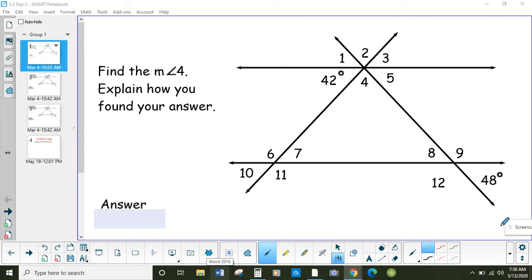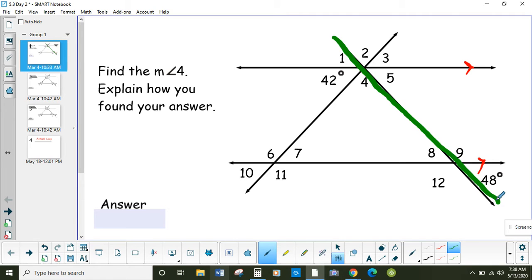All right, let's get started with lesson 5.3, day 2. So we're going to use what we learned in the past, which is these are parallel lines, and this is a line that intersects those two parallel lines. So this is what we call a transversal. And that means a host of things are true.